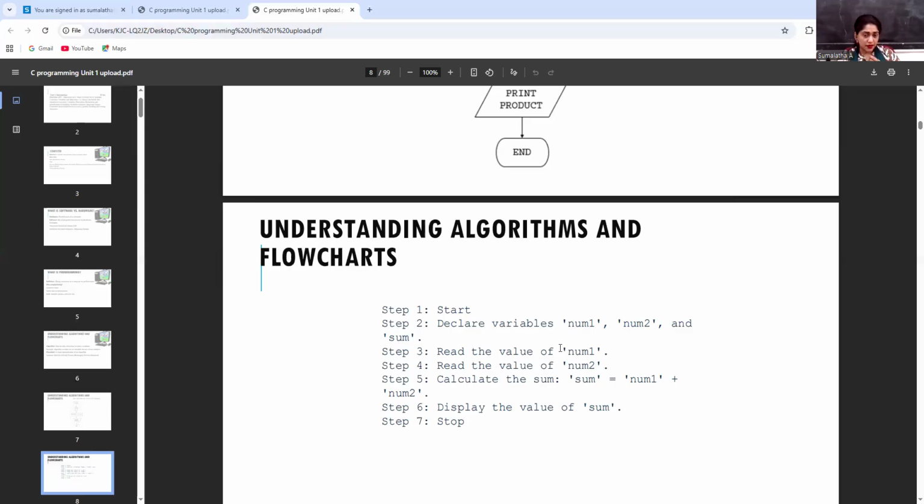Then what we do is we calculate the sum. Sum equals the value of num1 plus the value of num2. And then we display the value of sum, and hence the procedure stops.